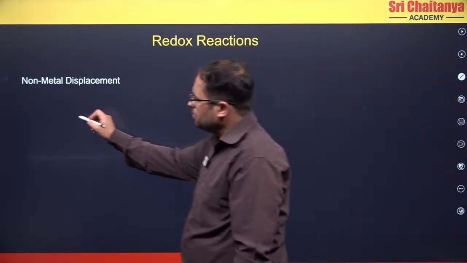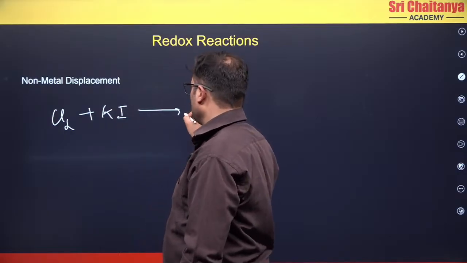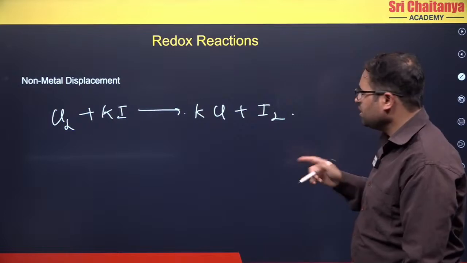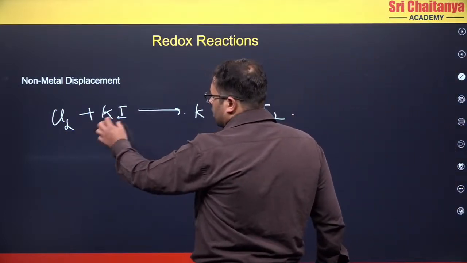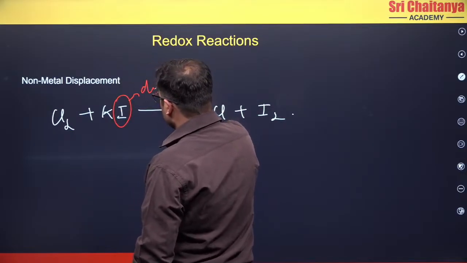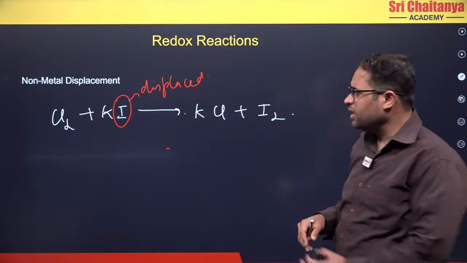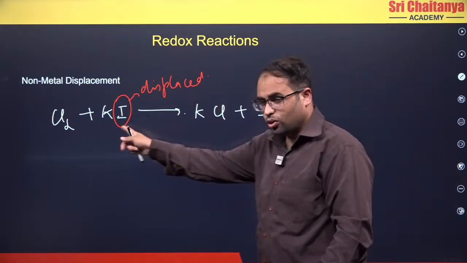Non-metal displacement. I am not going to balance it. So here a non-metal is getting displaced. That displacement can be by anything. It can be a metal, but then the thing that is getting kicked out should be a non-metal. So this is a non-metal.